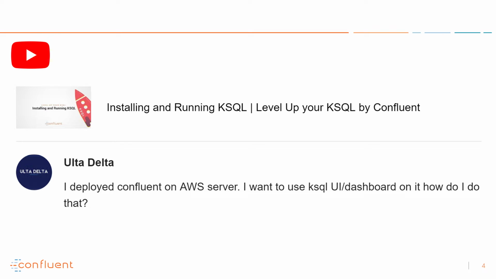Excellent choice, sir. And I want to use KSQL UI or dashboard. How do I do that? So that kind of depends what you mean by I deployed Confluent. But if you deployed Confluent Enterprise, it should arrive with Confluent Control Center. So when you do Confluent start on the CLI, it will spin up a Confluent Control Center. It will spin up KSQL server. And basically by doing HTTP to port 9092, you should be able to connect to Confluent Control Center.